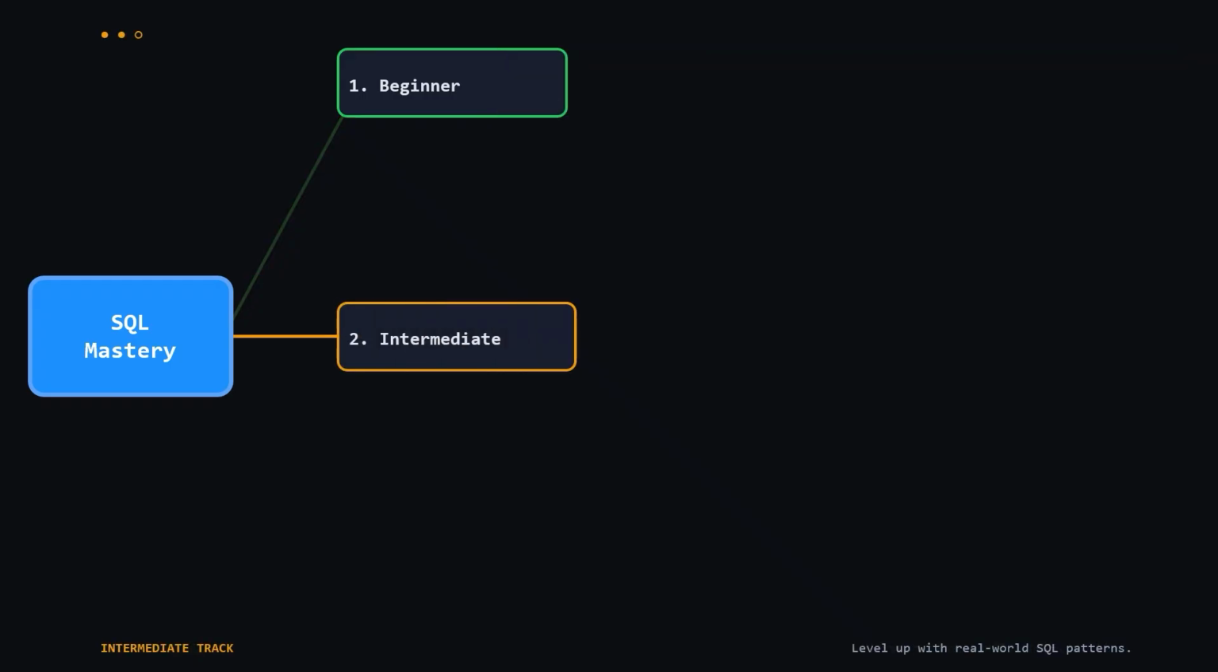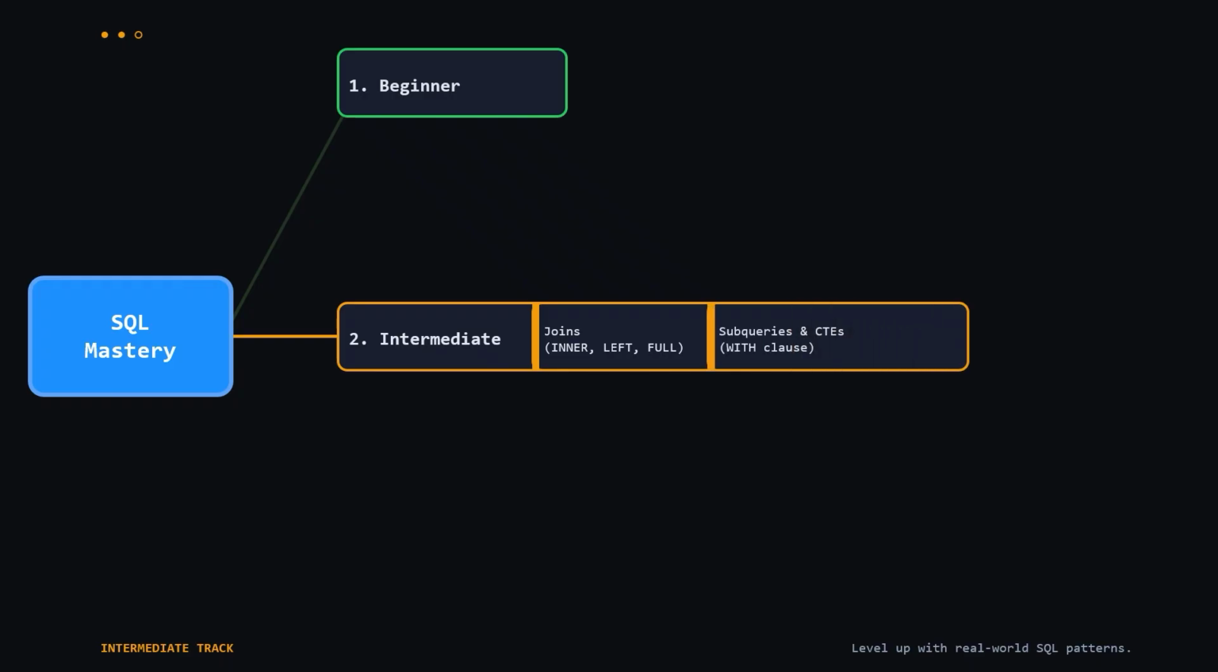Now we branch into intermediate territory. This is where SQL goes from useful to genuinely powerful. The single most important concept at this level is joins. Real-world data is never in one table. It is spread across many. Joins lets you combine them.